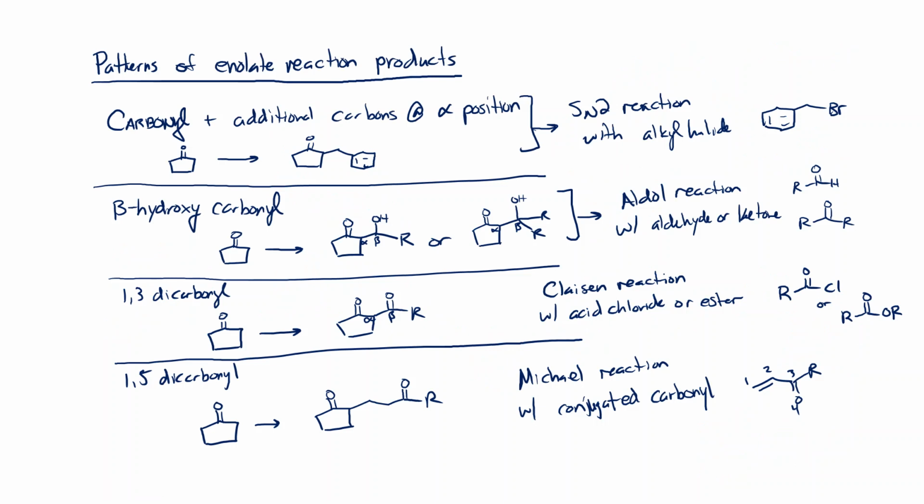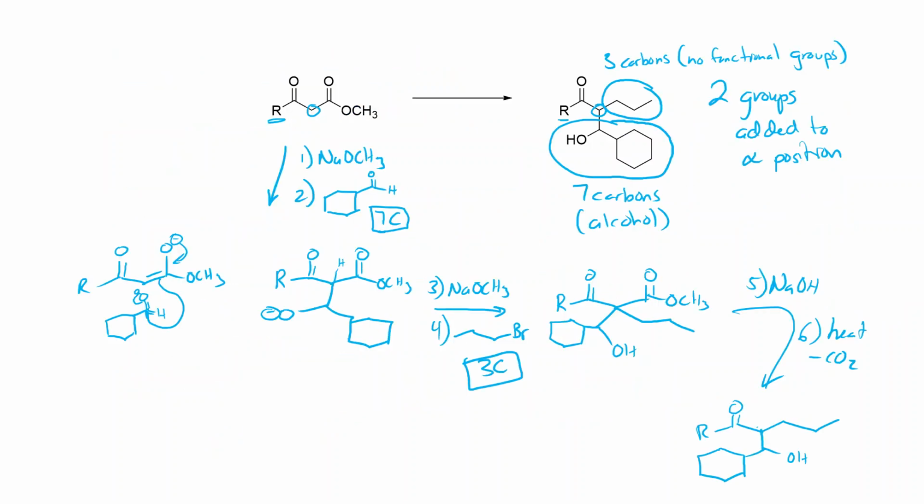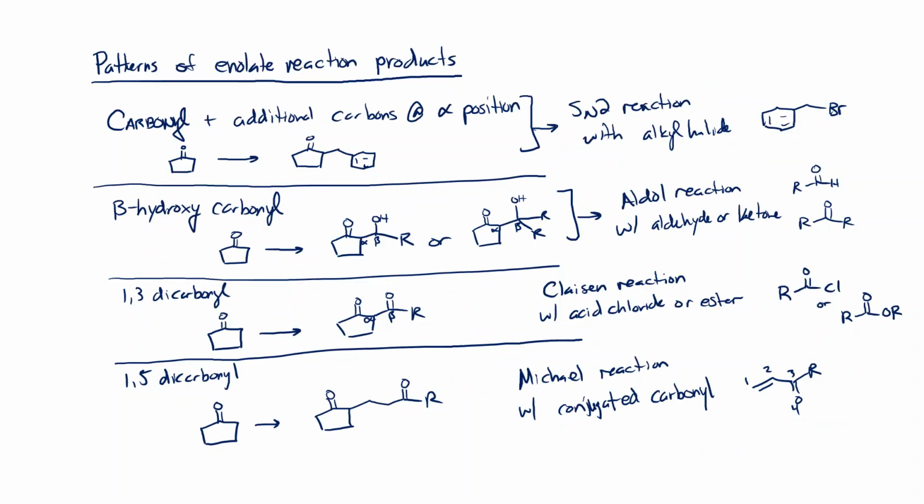When I have alcohols in my product, that means an aldol reaction. When I have a 1,3-dicarbonyl, that means I want to make a Claisen. If the question calls for a 1,5-dicarbonyl, then we need to do a Michael reaction, okay? So as you're thinking about these reactions, as you're thinking about problem set 6 and the revisions that I'm asking you to do, go through this strategy.